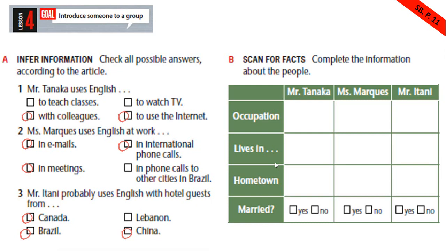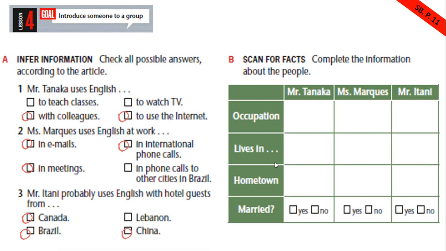Now here we have 3 columns. The first is for Mr. Tanaka, and the second for Mrs. Marcus, and the last one for Mr. Itani, and I need to fill it. But while we fill it, try to ask and answer questions. خلينا نخلي عليه أسئلة وأجوبة.